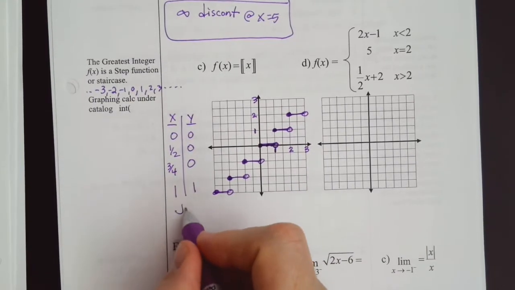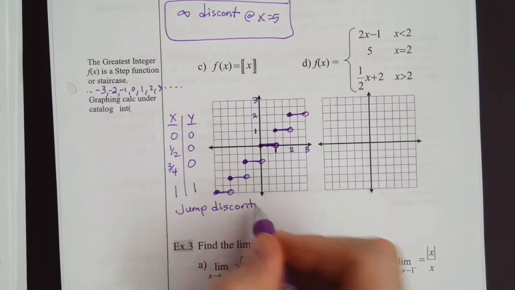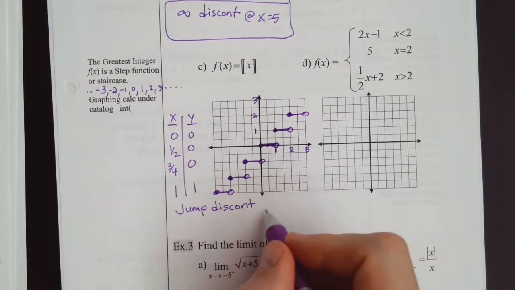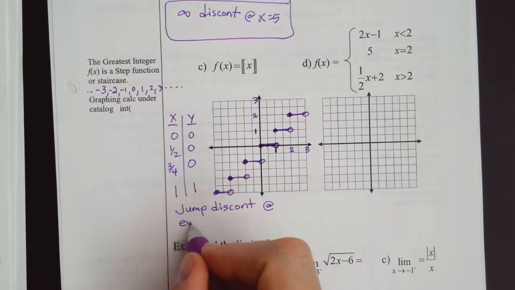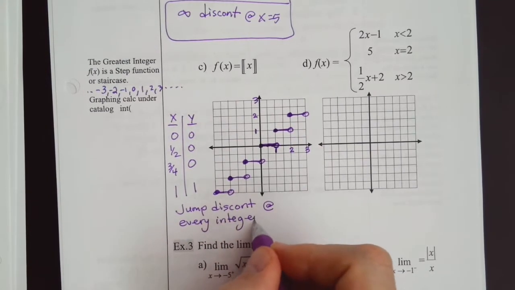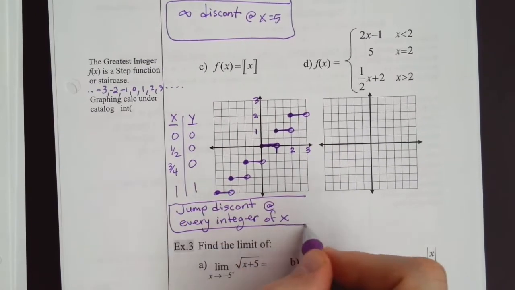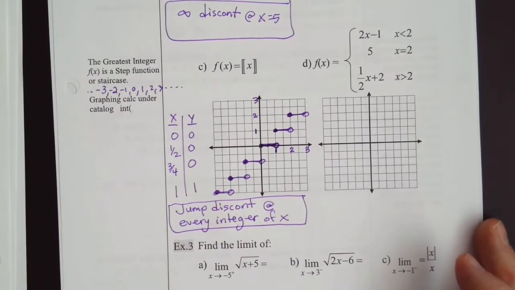Okay, so here we have jump discontinuities at every integer of x.